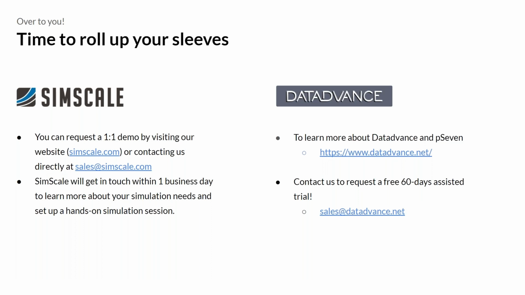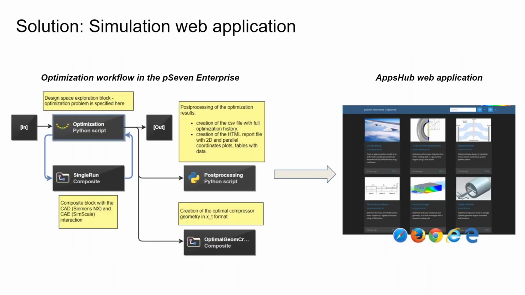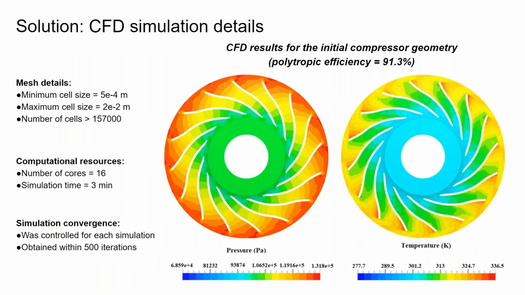So we've got some questions come in. The first question, which is relevant for you, I think, Nikita, is: is it possible to integrate our in-house tools into the optimization workflow? So I assume they mean their CAD tools. Yeah, it's absolutely possible, and moreover, pSeven Enterprise was specially developed to make it possible to integrate almost everything that you may launch on a Windows or Linux machine.